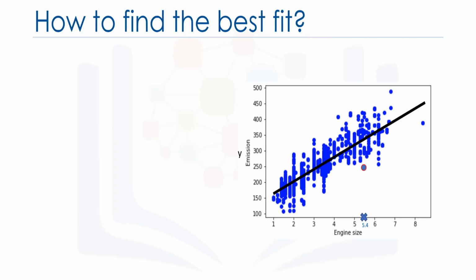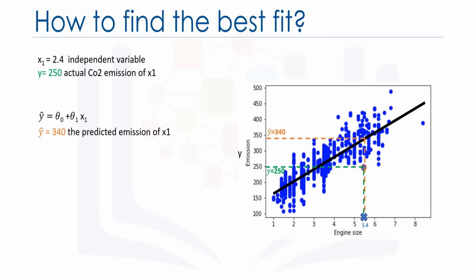For a moment, let's assume we've already found the best fit line for our data. Now, let's go through all the points and check how well they align with this line. Best fit here means that if we have, for instance, a car with engine size x1 equals 5.4 and actual CO2 equals 250, its CO2 should be predicted very close to the actual value, which is y equals 250 based on historical data. But if we use the fit line, or better to say, using our polynomial with known parameters to predict the CO2 emission, it will return y hat equals 340.